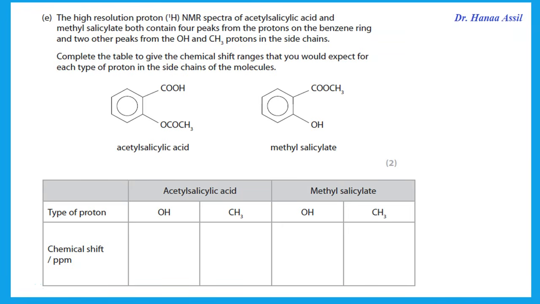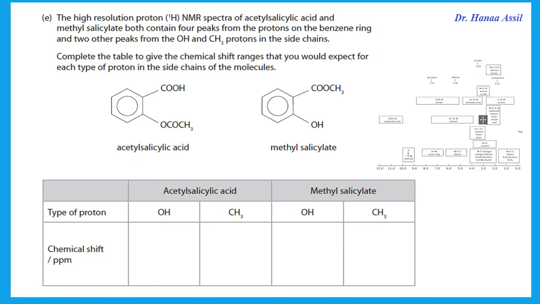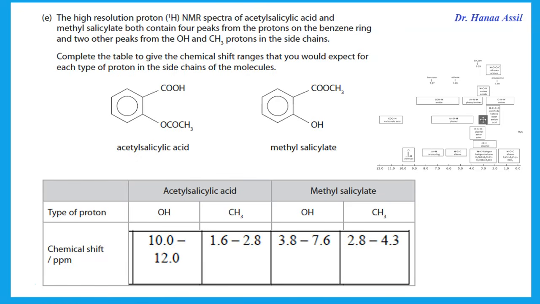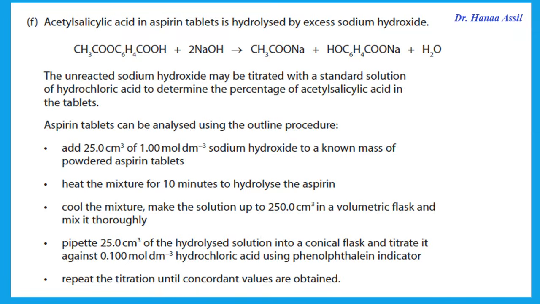The high-resolution proton NMR spectra of acetyl salicylic acid and methyl salicylate both contain 4 peaks from the protons on the benzene ring and 2 other peaks from the OH and the CH3 protons in the side chains. Complete the table to give the chemical shift ranges that you would expect for each type of proton on the side chain. So remember that we can look at the data booklet, and from that you can determine the chemical shifts expected for these kinds of protons.